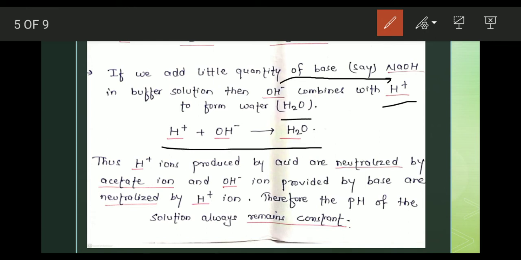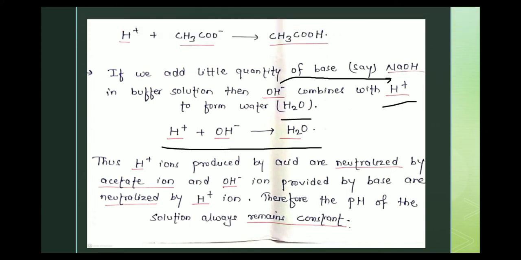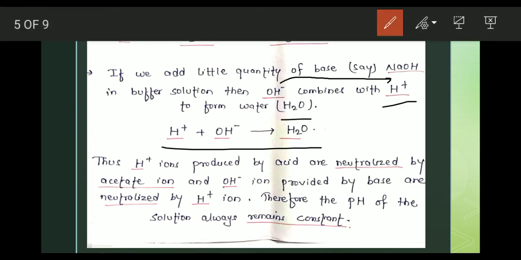Now let's conclude. Here you can see that the H plus ions produced by the acid are neutralized by acetate ions, and the OH minus ions provided by the base are neutralized by H plus ions. Therefore, the pH of the solution always remains constant. Getting it, guys? Always remains constant. Very important point here, guys.